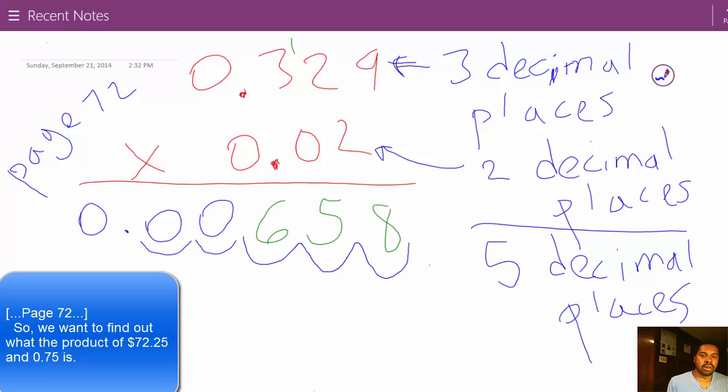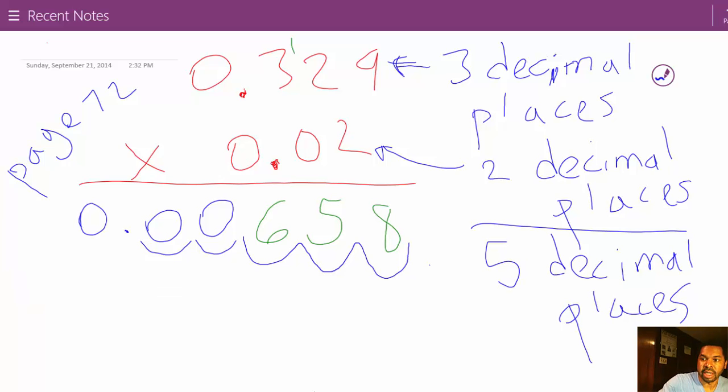So obviously 329 thousandths times 2 hundredths would give us 658. That's tenth, hundredth, thousandths, 10,000, 100,000ths. So 329 thousandths times 2 hundredths would give us 658 hundred thousandths. Right? We're going to do another example.